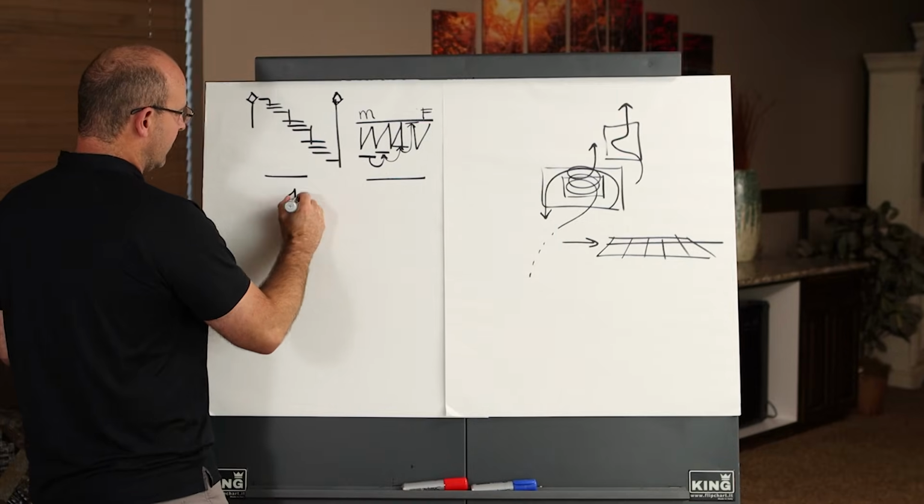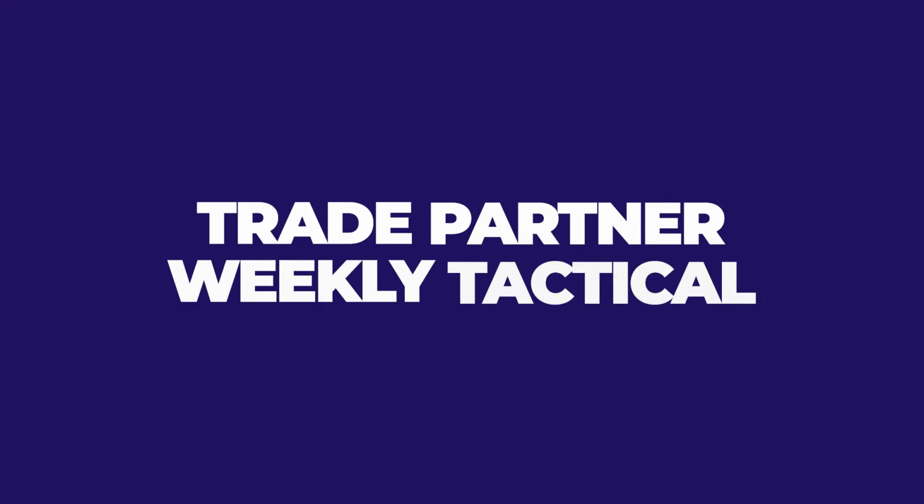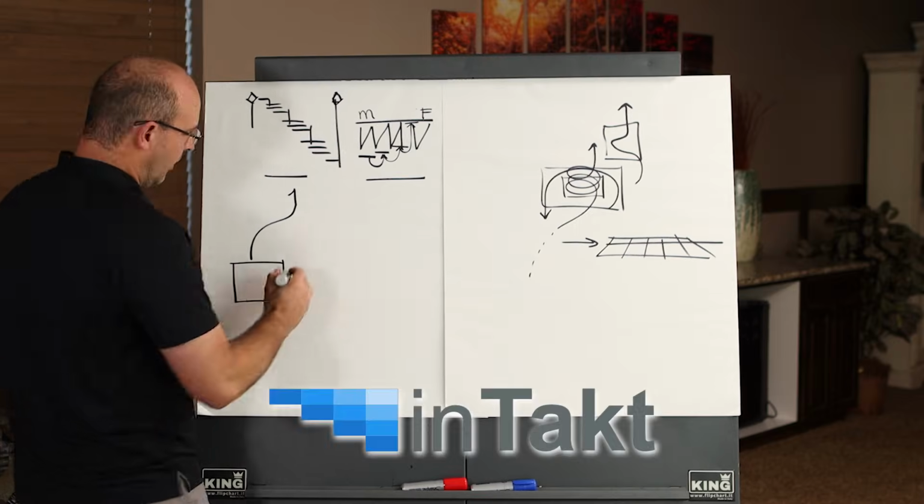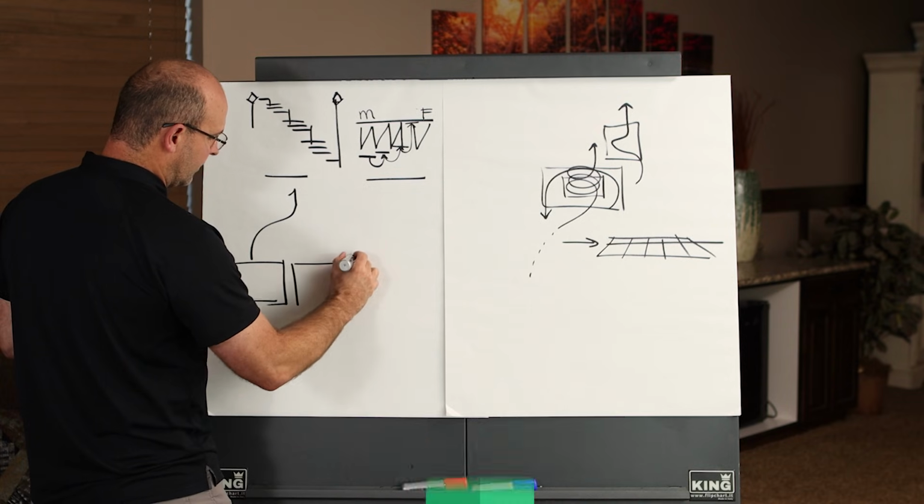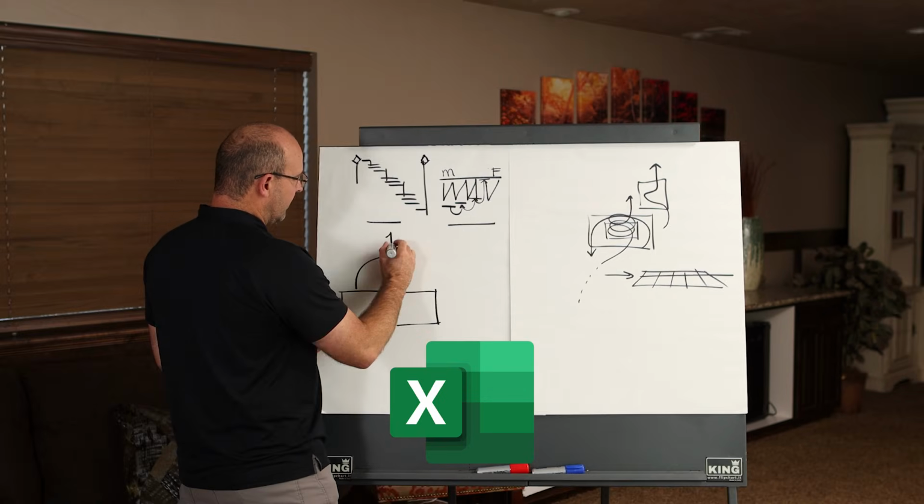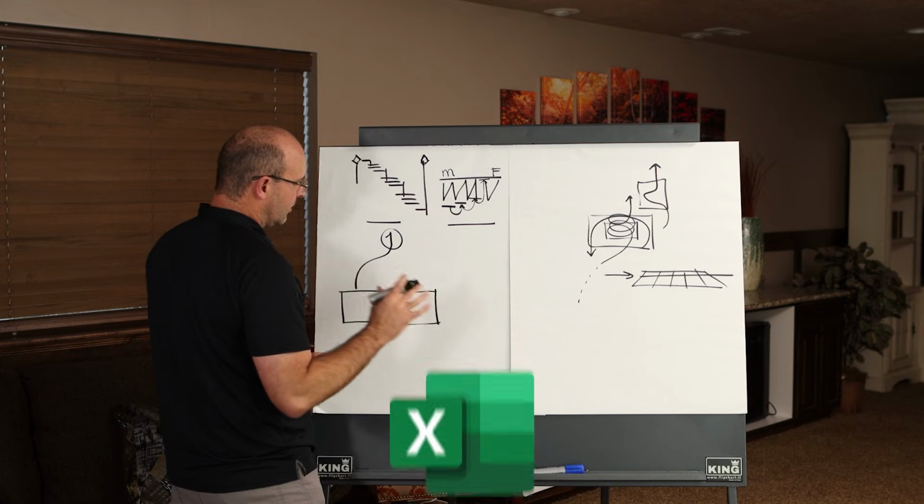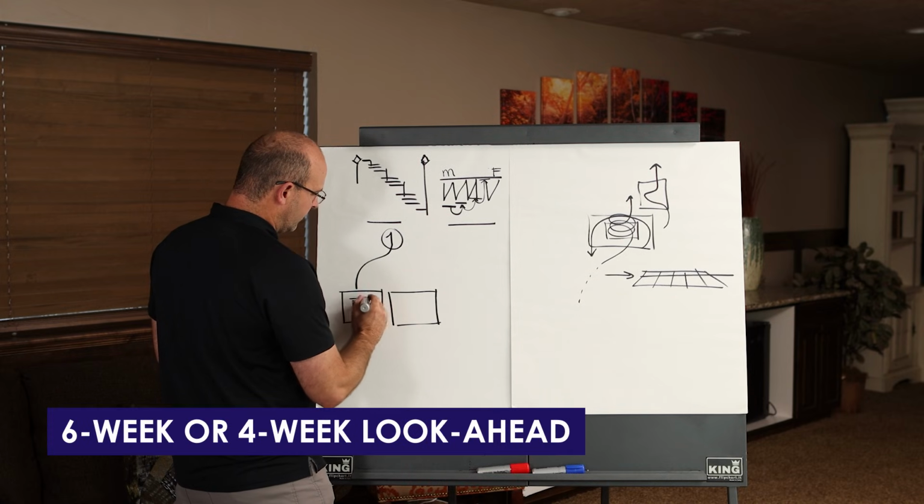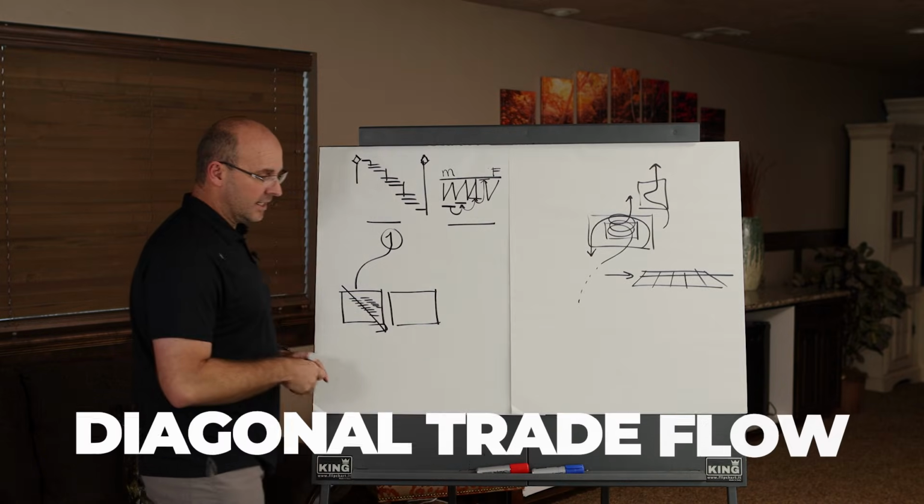Number 1, let's go ahead and focus on the Trade Partner Weekly Tactical. And there's 2 filters here, and you can do this directly from Intact, or you can do this in another software or Excel or however you want. But the bottom line is, if you want to start the right way, you will see your 6-week or 4-week look ahead with their activities, and you'll notice they still have diagonal trade flow.